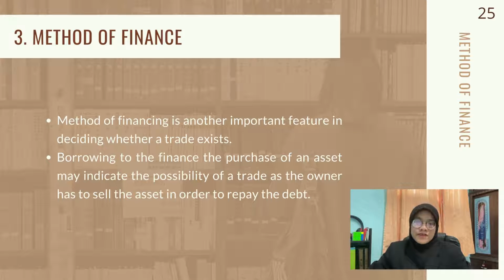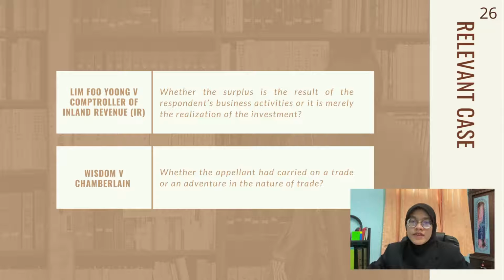Next is method of finance. Method of financing is another important feature in deciding whether a trade exists. Borrowing to finance the purchase of an asset may indicate the possibility of a trade, as the owner has to sell the asset in order to repay the debt. The relevant case is Lim Fu Yang vs Comptroller of Inland Revenue.